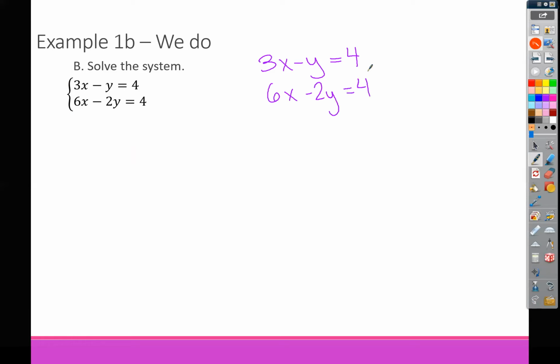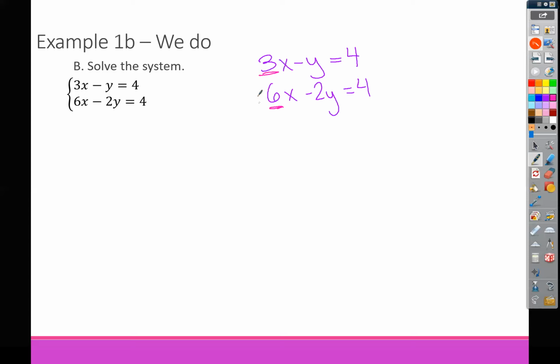Okay, so here's what you do. If you don't have any additive inverses, you need to get them. So choose which variable you want to eliminate. It does not matter. I'm going to say I want to eliminate the x. You can eliminate the y. It really doesn't matter. If I want to eliminate the x, I look at the 3 and the 6. What is the least common multiple of 3 and 6?